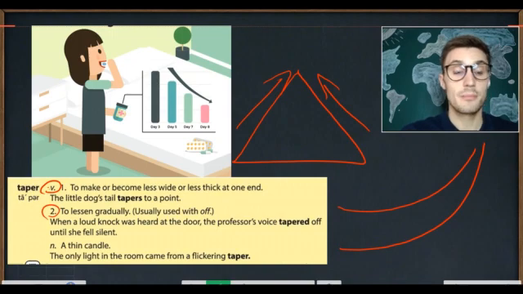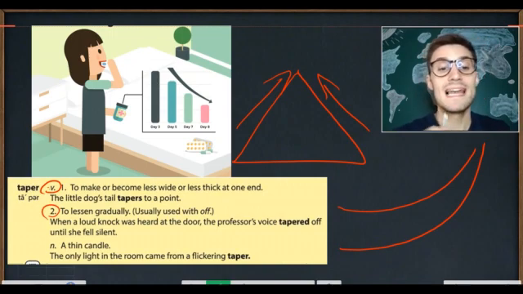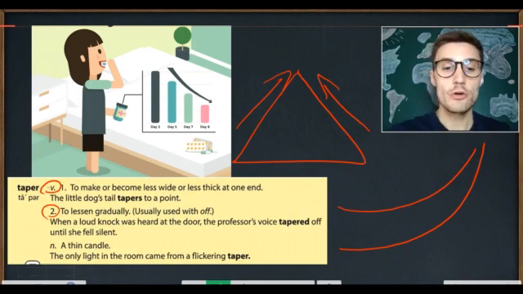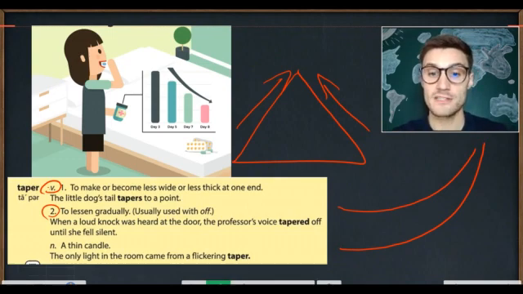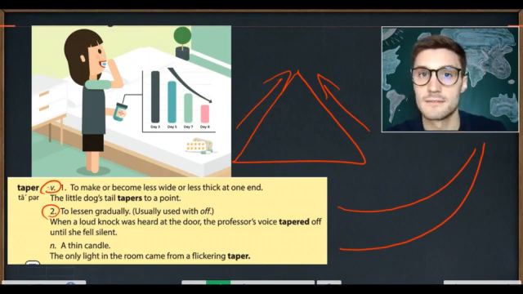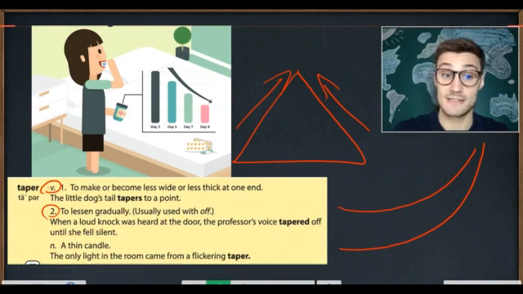The second verb meaning for taper is to lessen gradually. Gradually means slowly but surely, little by little. Usually used with off, so taper off. When a loud knock was heard at the door, the professor's voice tapered off until she fell silent. So my voice can taper off until it becomes silent. It becomes less and less, right?